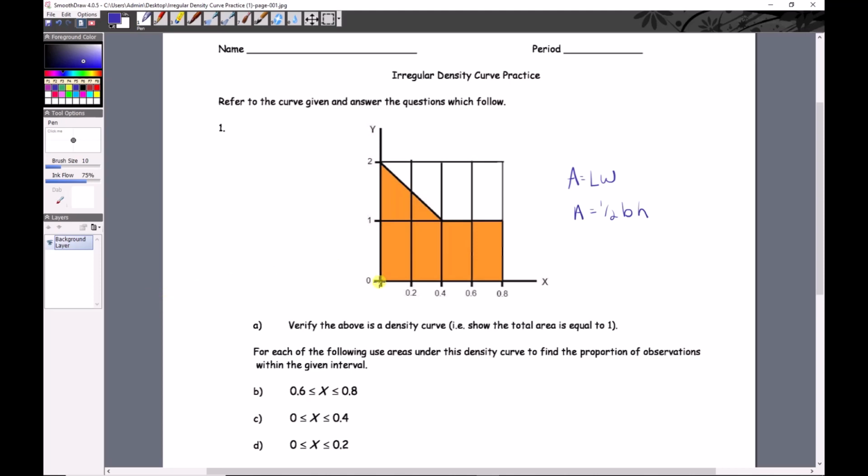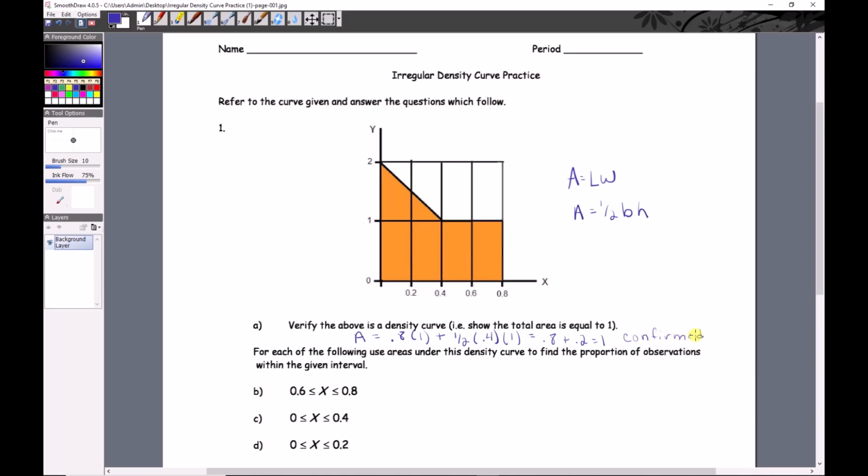For the rectangle, the base goes up to 0.8. So the area total will be 0.8, and then the height of it will be 1. So that's 0.8. And if we can get this triangle to be 0.2, it's gold. So 1/2 the base, that's 1/2 times 0.4 times the height, that'll be 1. And I think you're seeing it already. That'll be 0.8, and that's half of 0.4, which is 0.2. So that equals 1. So this is confirmed. It is a density curve.